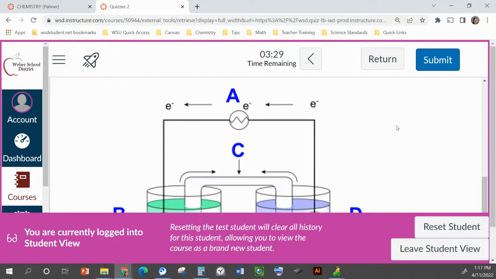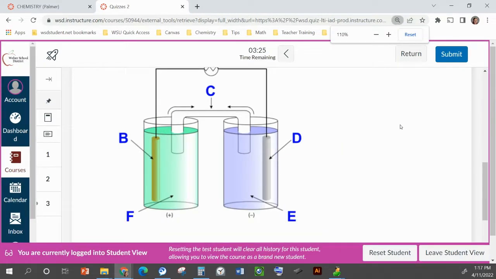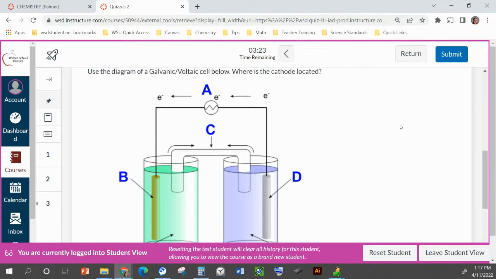All right. So we have this picture. Let's zoom out a little bit. Where is the cathode? B. Good. How do you know that? How can we find that? Because this looks different than our notes. This is backwards from our notes. How do we identify where the cathode and the anode are?